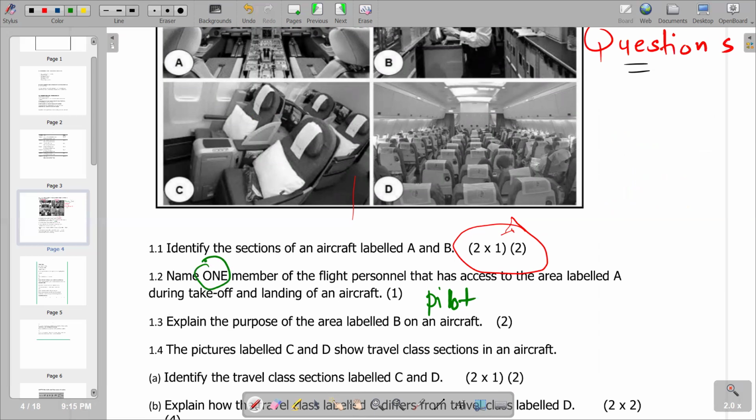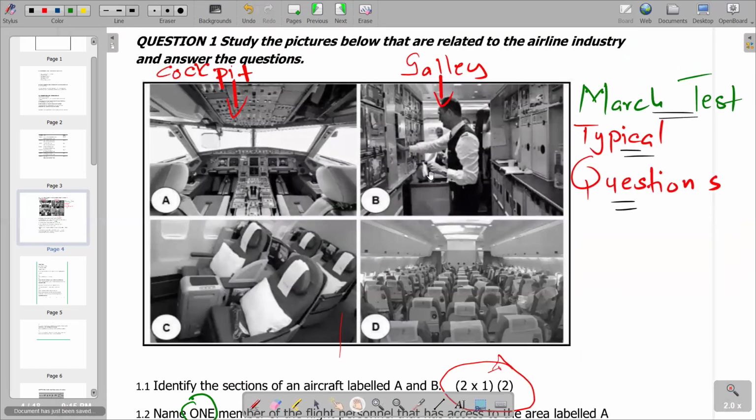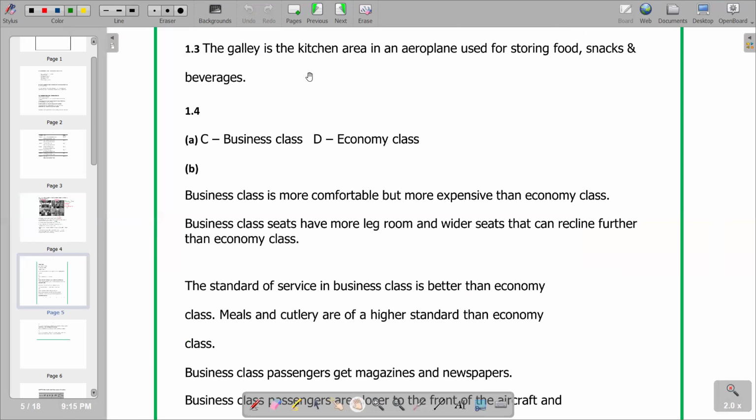Then 1.3, explain the purpose of the area labeled B on the aircraft. B is the galley. Remember, that's where we've got the contents of food. So we are giving a description, and we are saying it also acts as a kitchen. Coming here, you see that the galley is the kitchen area in an aeroplane used for storing food, snacks, and beverages. This is the brief explanation that we have in terms of a galley.